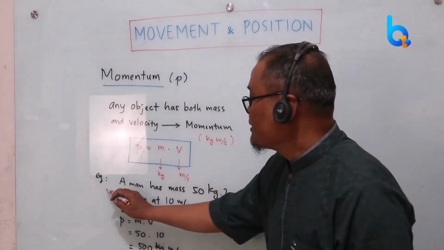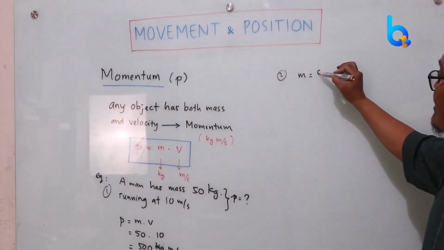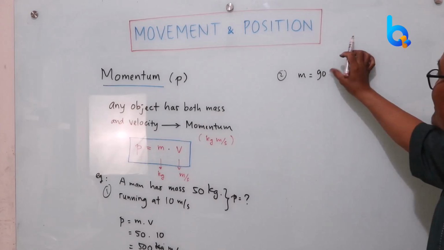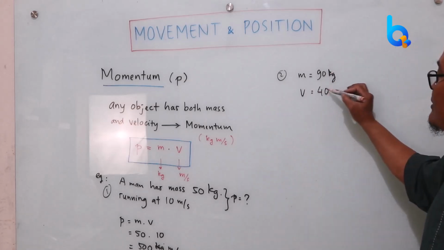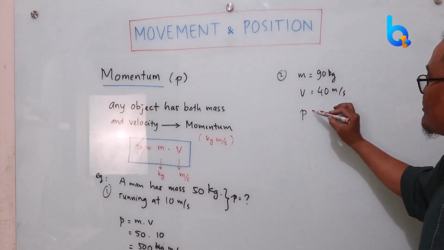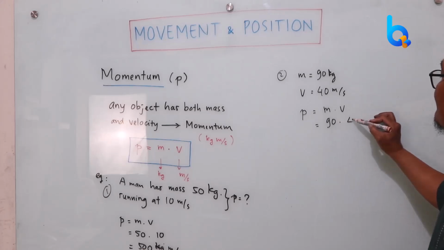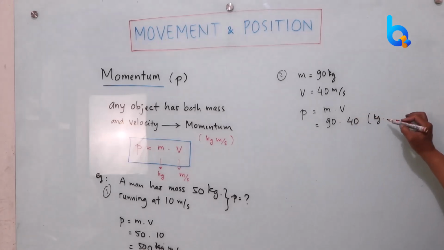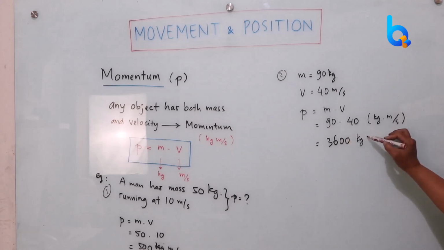Next, this is exercise number 1. Exercise number 2. Mr. Richard has mass 90 kilogram and is bungee jumping, with speed falling at 40 meter per second. So the momentum equal M times V. This is M 90 times 40. The unit is kilogram meter per second. This is equal 3600 kilogram meter per second.